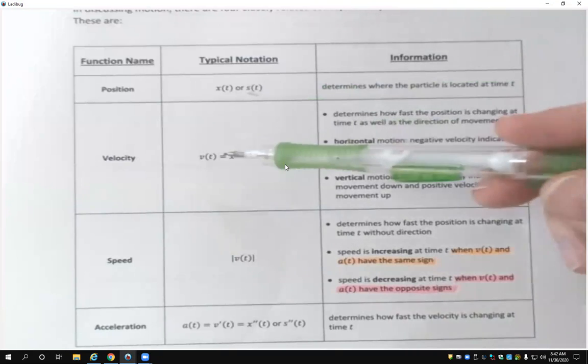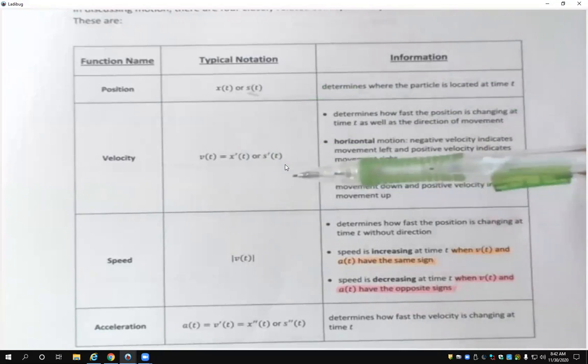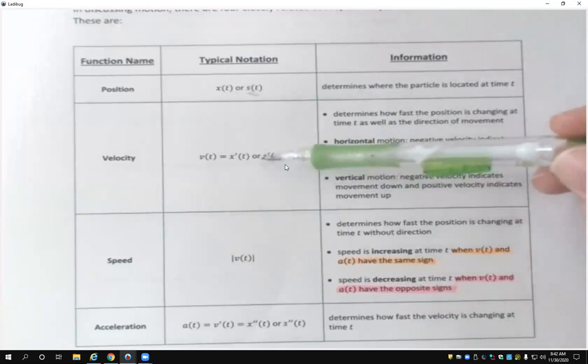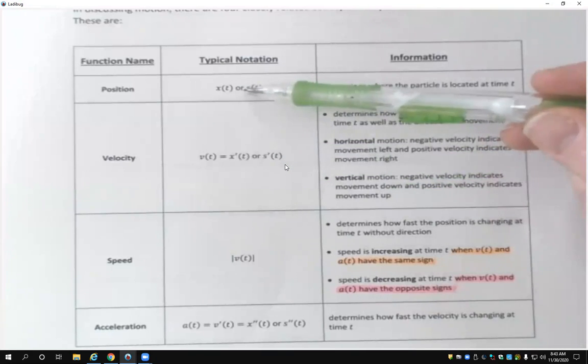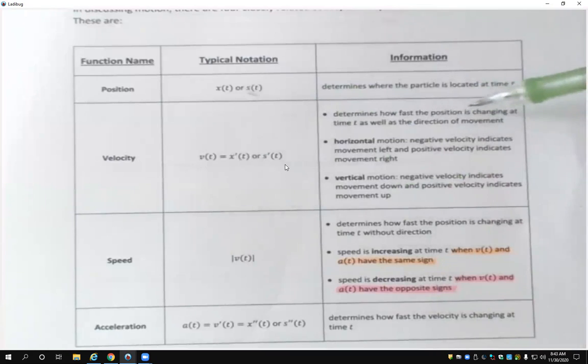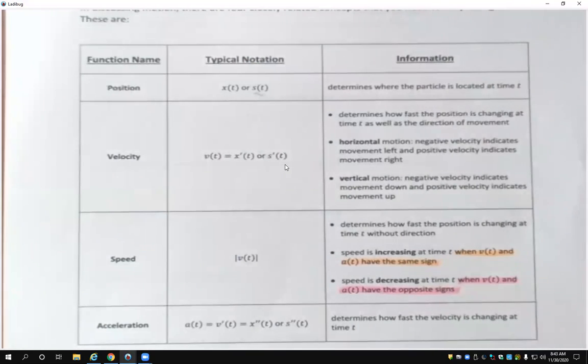Okay, the next one is velocity, which is v of t, which is also x prime of t or s prime of t. It's the derivative of position. Okay, it determines how fast the position is changing at time t, as well as the direction of the movement. If the object is moving horizontally, negative means we're going to the left, and positive means we're going to the right. And if we're going vertically, negative means we're going down, and positive means we're going up.